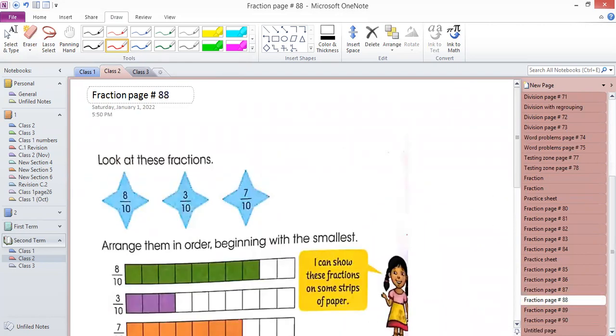Look at these fractions: 8/10, 3/10, or 7/10. Arrange them in order beginning with the smallest. So you have to write the smallest fraction first, then the bigger one, and in the last, the biggest one. So guys, can you tell me the answer in the chat box? Which is the smallest fraction here? 8/10, 3/10, or 7/10?